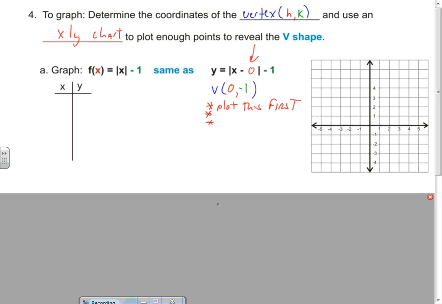At the end of the year, we're going to plot and graph parabolas. And guess how we'll start with a parabola? With the vertex. Very important. You know how we'll graph it? We'll graph the vertex, and then we'll use an XY chart to get the rest of it, just like we do here with our absolute value. So I'm going to take my red. I'm going to go nothing left or right, and I'm going to go down to -1 and put my vertex right there at 0, -1.